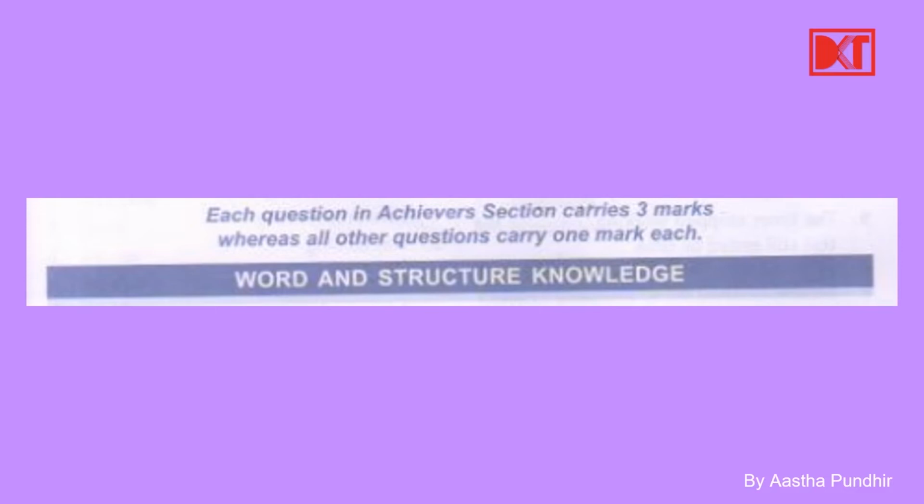Okay, so now we'll start with our final sample paper. Here, as the instructions say, each question in the achievers section carries 3 marks, whereas all other questions carry 1 mark. Okay, and this is the first section, word and structure knowledge. So we'll be starting with it.